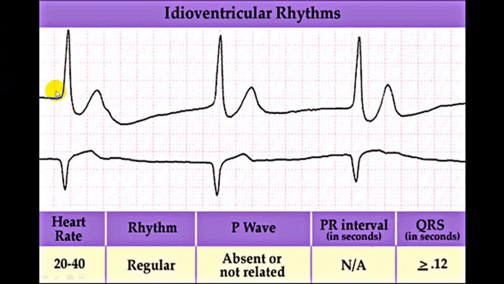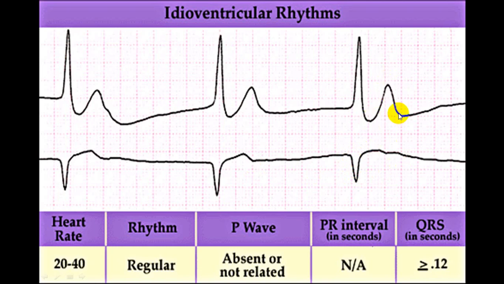Now here you can see there is no P wave. So we can't calculate the atrial rate. We can calculate the ventricular rate. Ventricular rate is between 20 to 40 per minute. It is around 30 per minute. So this is broad QRS complex, no P wave. T wave is in the same direction. If you see, here the T wave is in the opposite direction.